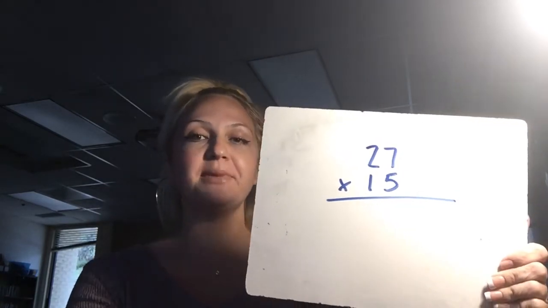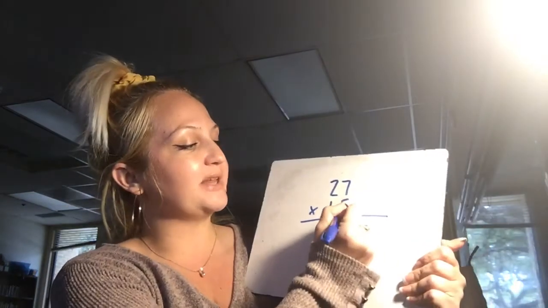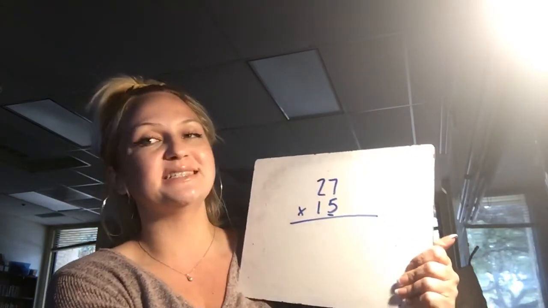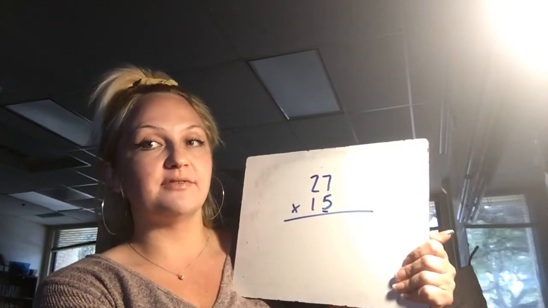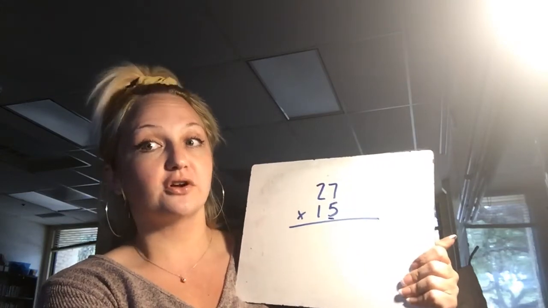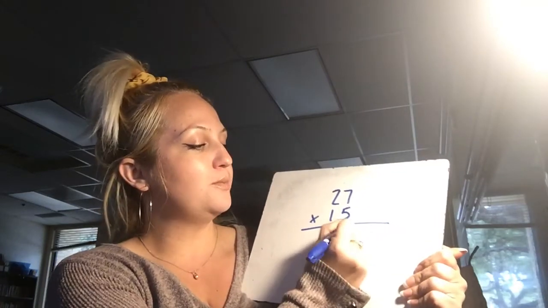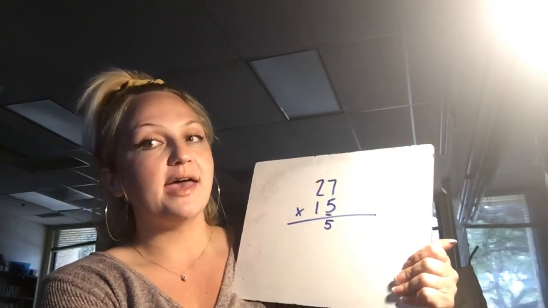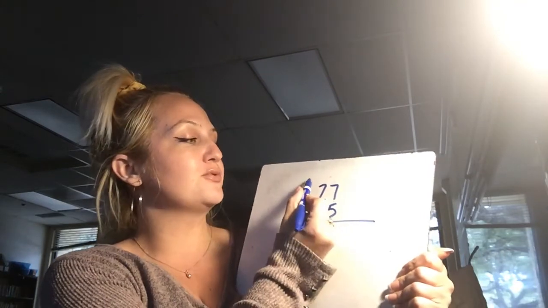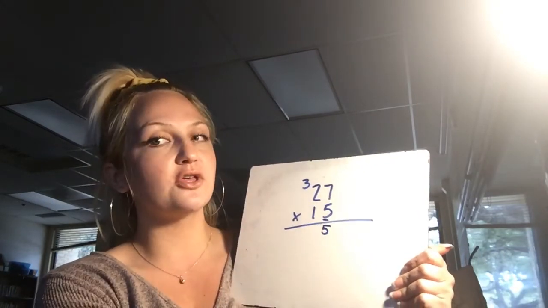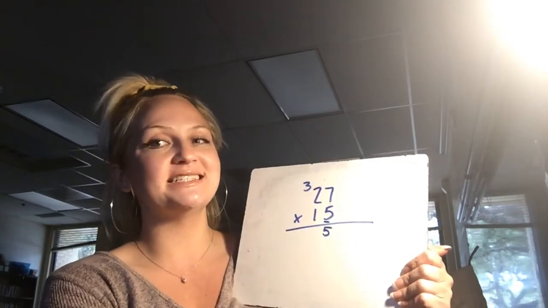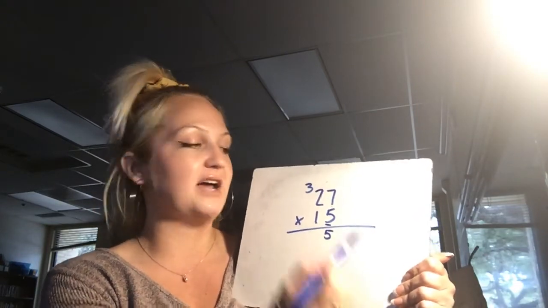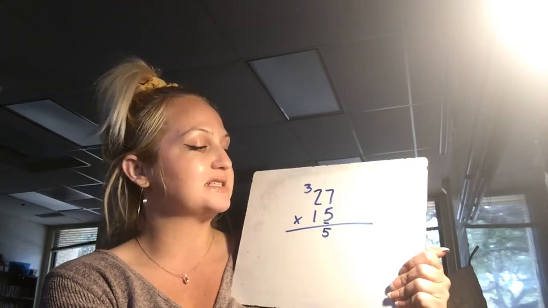Now, your first step is to multiply your ones place. So 5 times 7. 5, 10, 15, 20, 35. Now, you put your 5 here and you carry up the 3. Why are we carrying the 3? Because it belongs in the tens place. It is 35, so it belongs over here in the tens place.